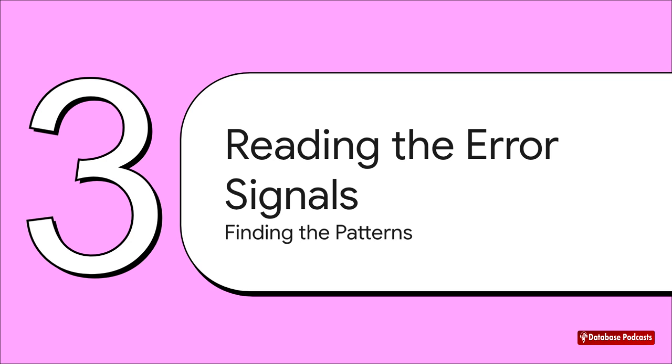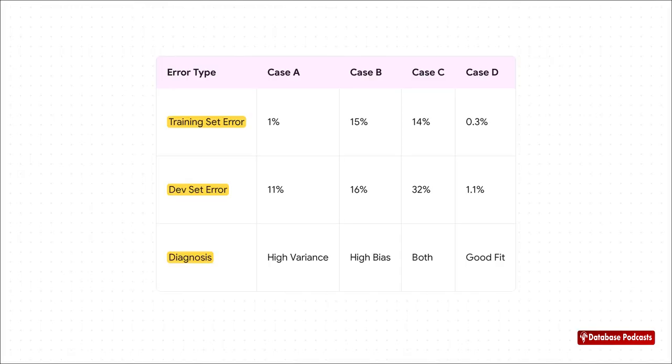By comparing how the model performs on the training set versus how it performs on the dev set, we can start to see these telltale patterns that show us exactly what's wrong. It's kind of like comparing how a student does on their open book homework versus a surprise pop quiz. That gap tells you everything. This little table here lays it all out.